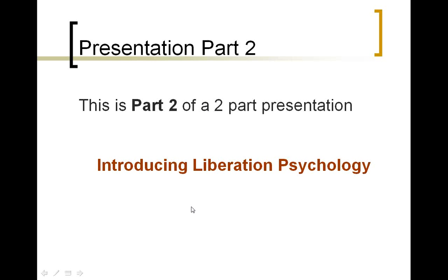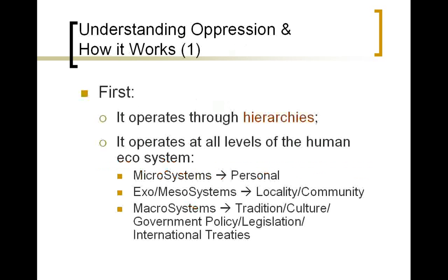Okay, this is part two of a two-part presentation introducing liberation psychology. First of all, understanding oppression and how it works. This is really important for liberation psychology. So, first of all, oppression operates through hierarchies. You'll understand this more by reading chapter 2 in Moane 2011.